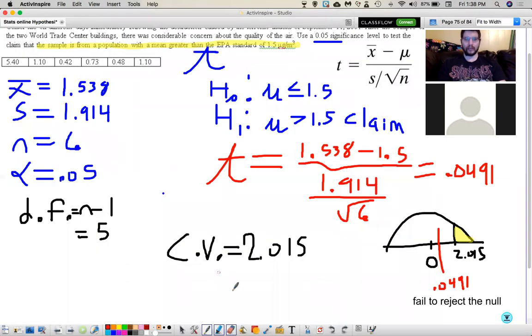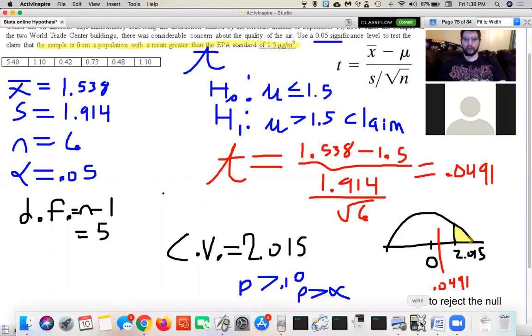So what I can say is the p-value is greater than 0.10. Again, without a TI or some other calculator that can do these, you're not going to be able to get the exact p-value. You can just say whether it's bigger than or less than, between these two numbers. So p is greater than 0.10. So p is definitely greater than 0.05. So p is greater than alpha. So again, we fail to reject the null.